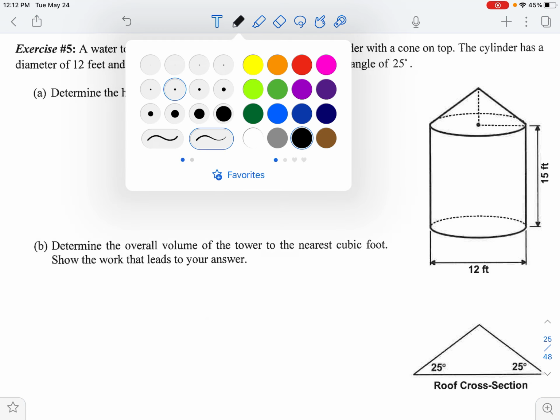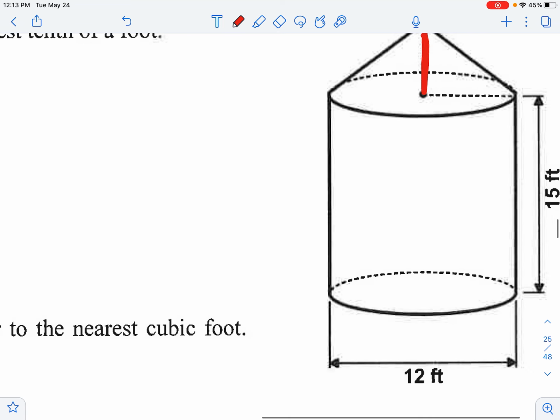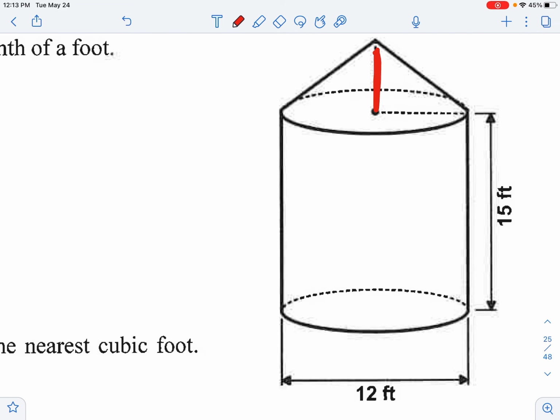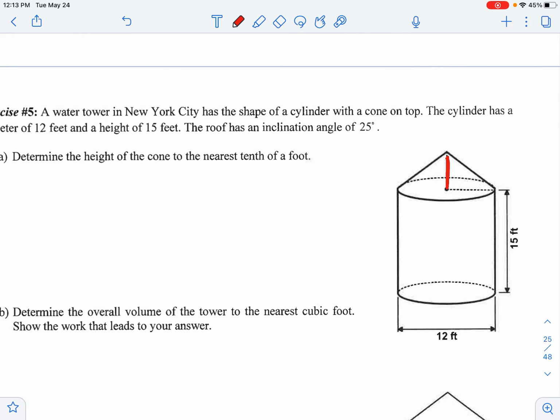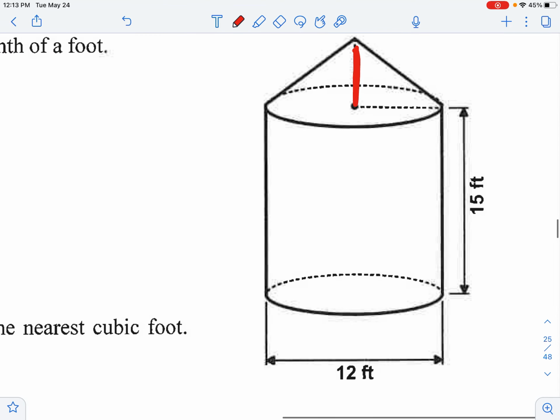So we need to find this height right here. And we'll need that height then to find the volume. Okay, a couple of things we could fill in. Since they tell us the diameter, the diameter of this cylinder is 12 feet, that's going to make the radius 6 feet.